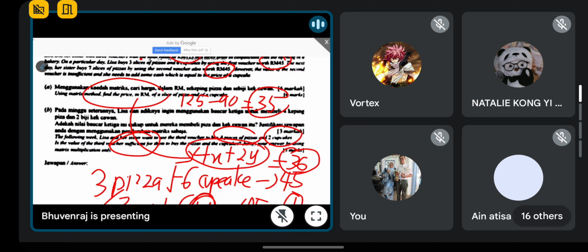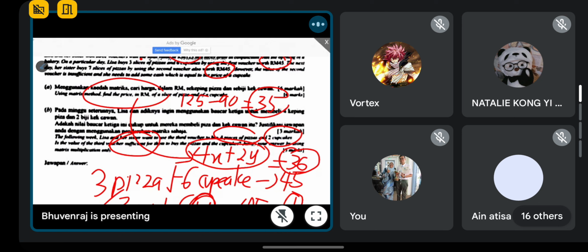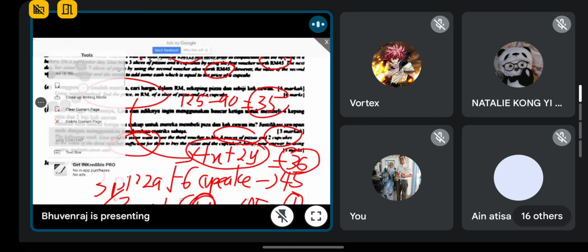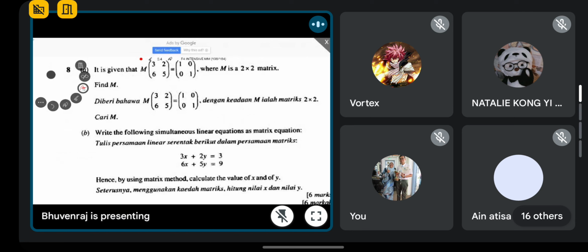Okay, so understand, guys? SPM 2021 question. This is a very good question actually, because it's not the typical matrix question you can see in your exam. Bukan soalan matrix biasa-biasa. They add on a bit of extra level a bit. Okay, so the next one come back to a normal type of question actually.